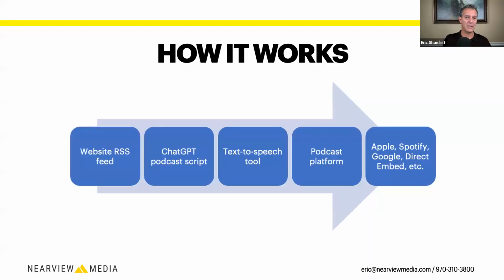So here's the basic process. It's going to start with a feed from your website, right? An RSS feed, which most all of us have from our website, especially if we're on WordPress. Then we're going to use something like ChatGPT. You could use other tools, but I like ChatGPT in specific. I'll show you why, to create a podcast script. And then we're going to take that script and put it in a text-to-speech tool.